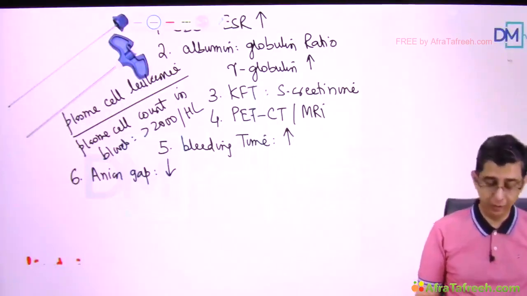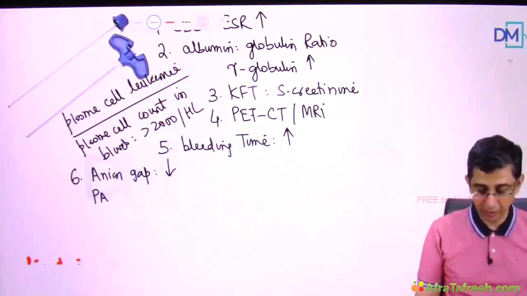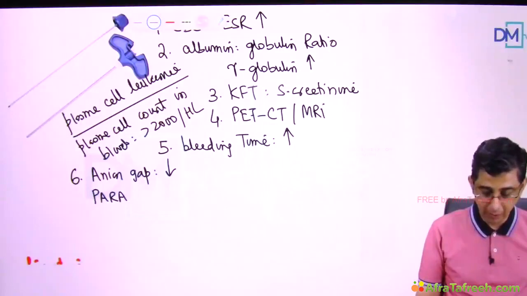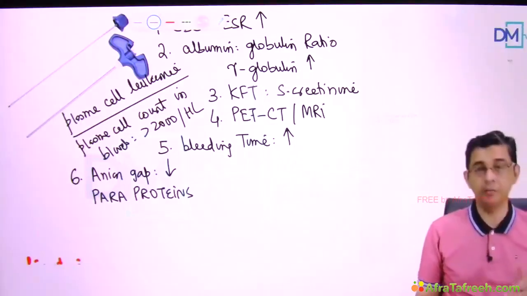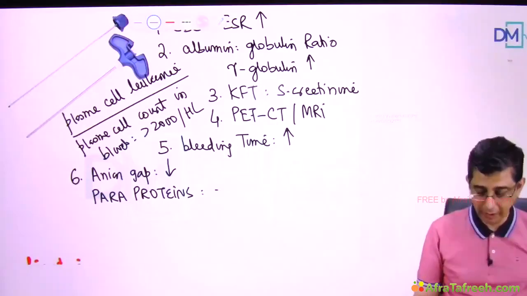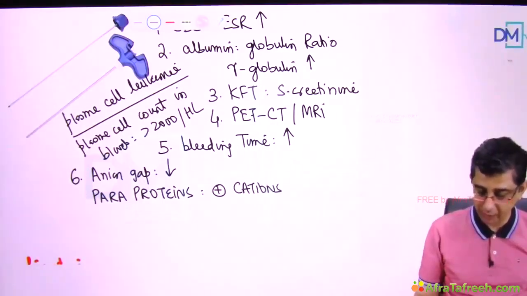Now listen to that very carefully. Why is the anion gap reduced in the patient? You see, multiple myeloma is a condition where paraproteins in the blood, that is the M component, are increased. Paraproteins are cations. Cations would mean positively charged proteins. They are increased in the body of the patient.